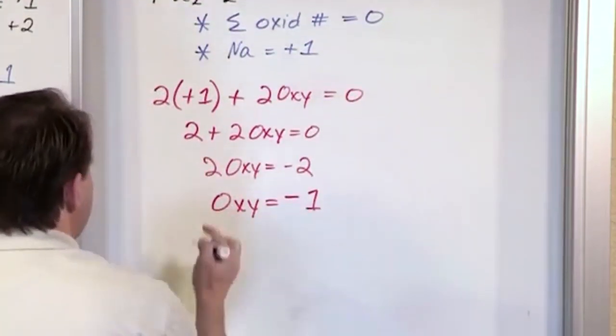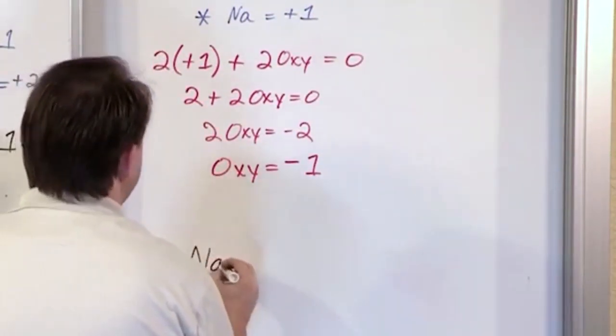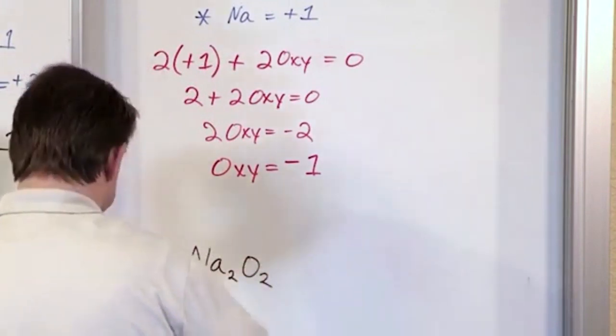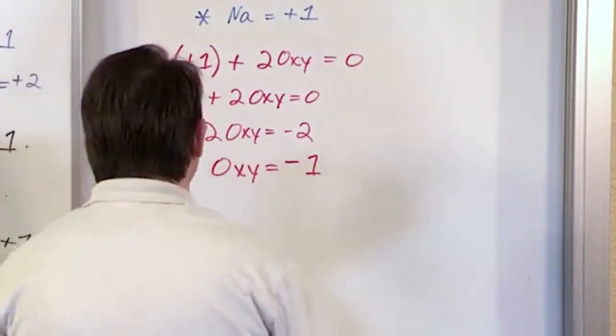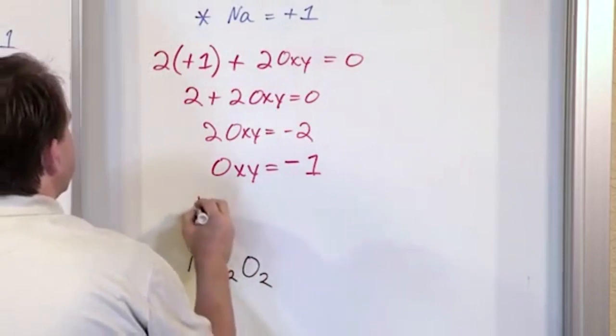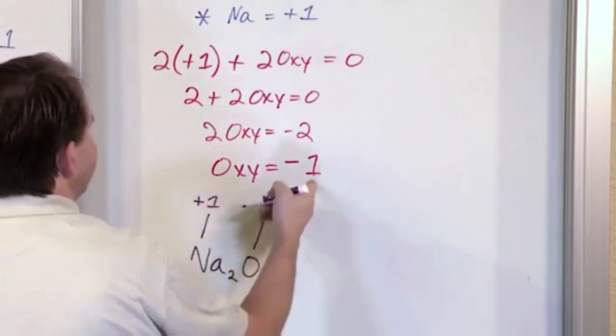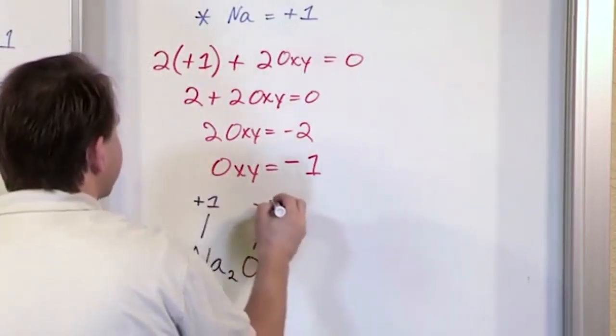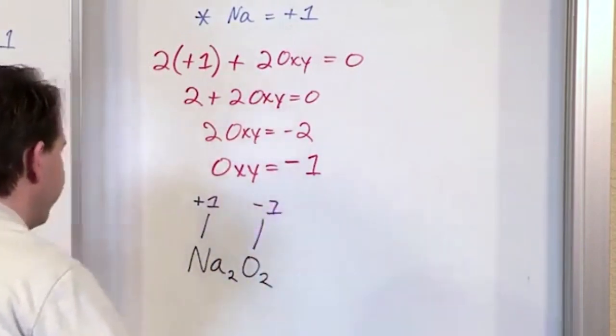All right? So if you wanted to write that down, Na2O2, what we have found is the oxidation number of the sodium is plus 1, and the oxidation number of the oxygen is negative 1. And that is the answer. Those are the oxidation numbers.